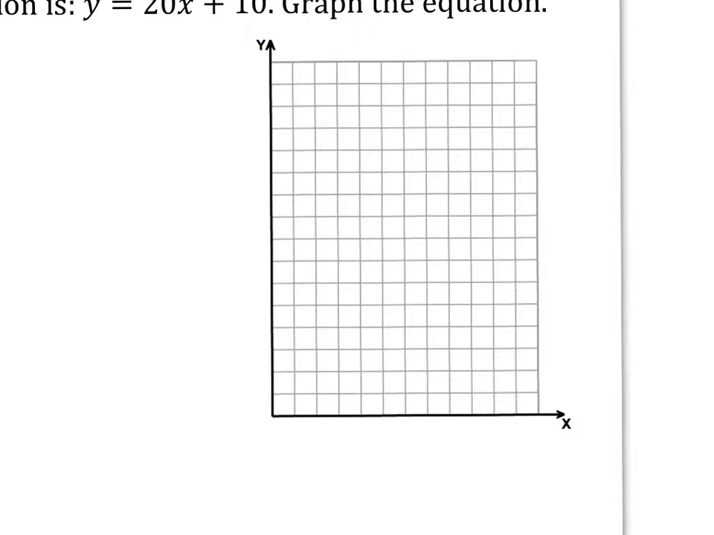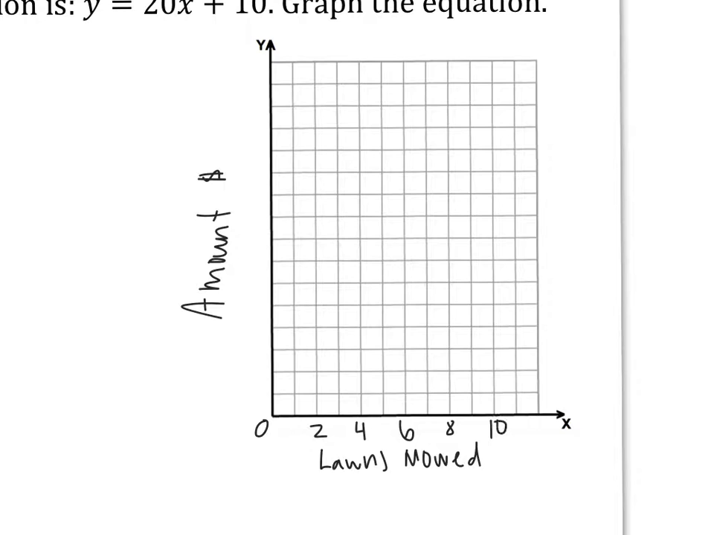Okay, so on the x-axis, we want to label lawns mowed, because that's the x variable, right? That's what we plugged in values for x to figure out the total amount of money he made. So on the y-axis, we have amount, and this is in dollars, right? The amount made. So we're starting with 0 at the origin, and let's count by 2s. Each line represents 1.